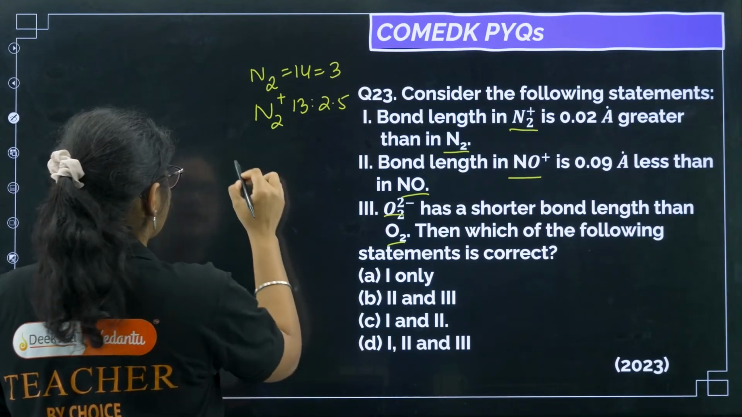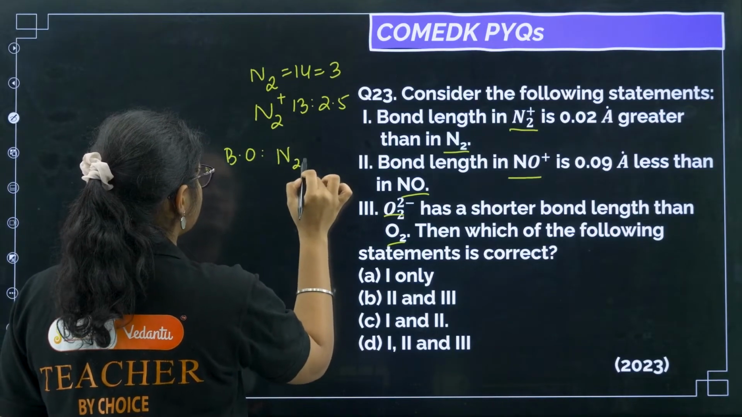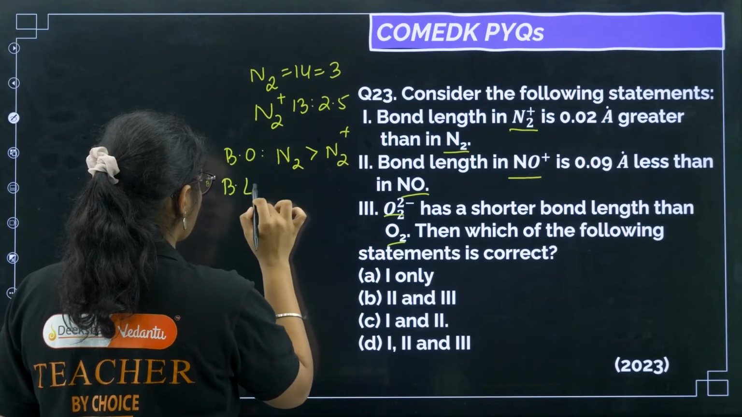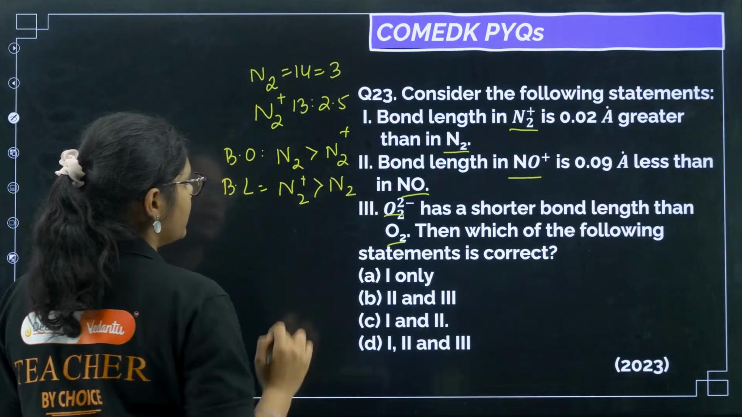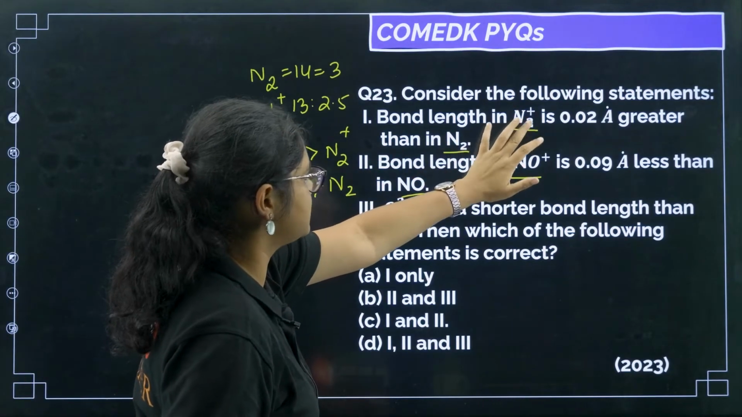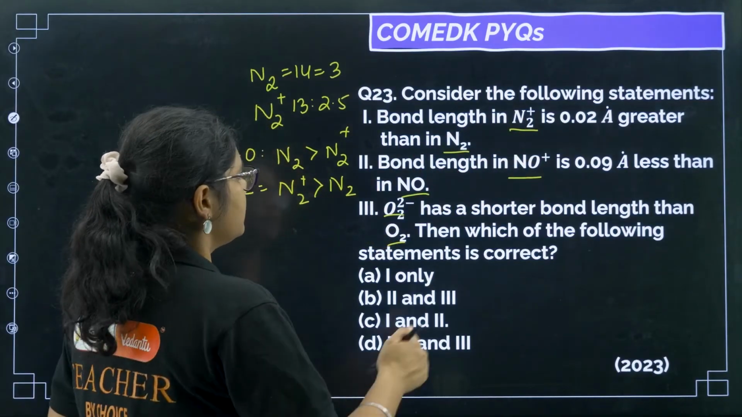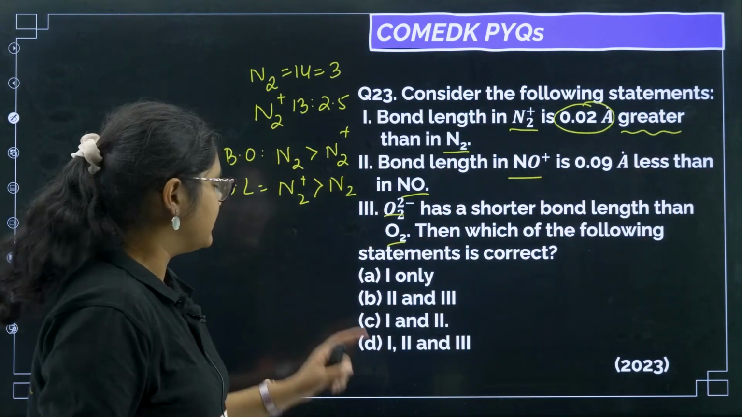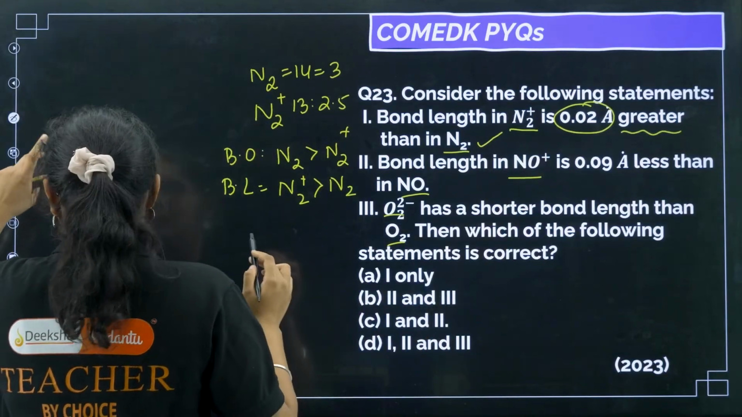So now what I can say is bond order of N2 is greater than N2 plus, and bond length, if I talk, that means N2 plus is greater than N2. Now in the statement, bond length in N2 plus is 0.02 angstrom greater than N2. So we need not think about these numbers, we need to think whether it is greater or not. Yes, it is greater, so this statement can be correct.